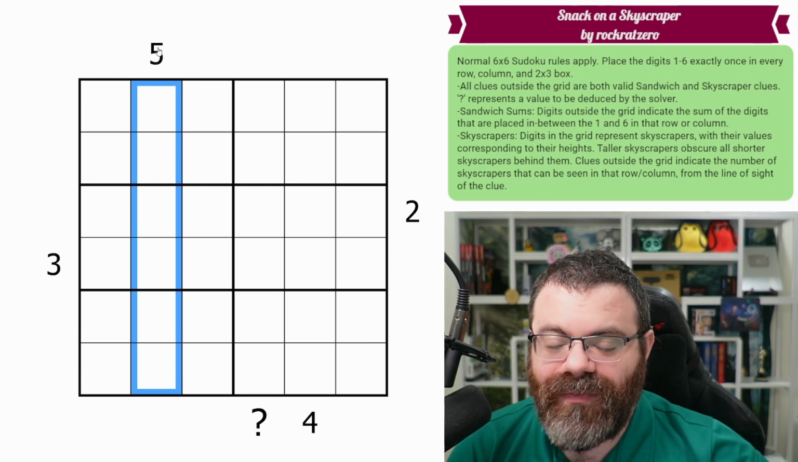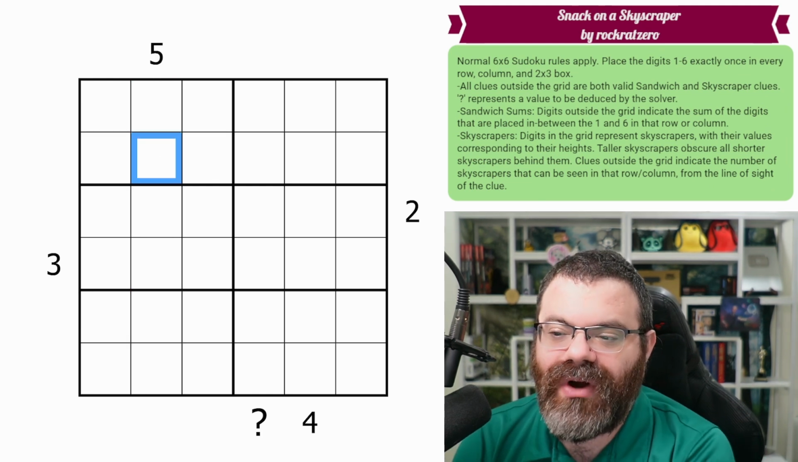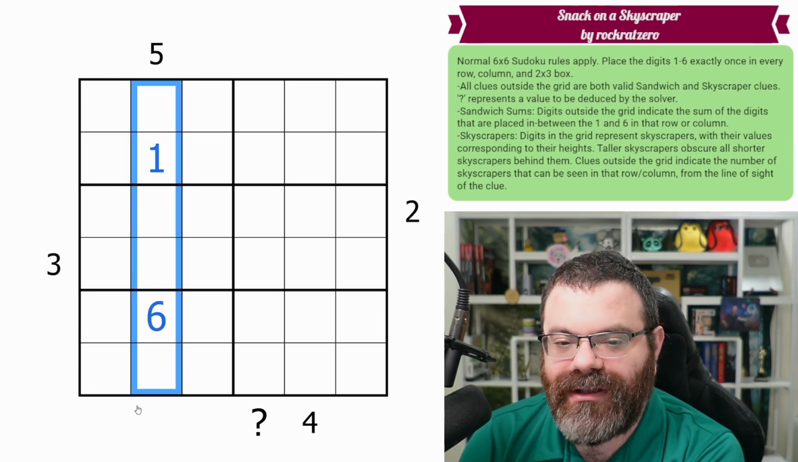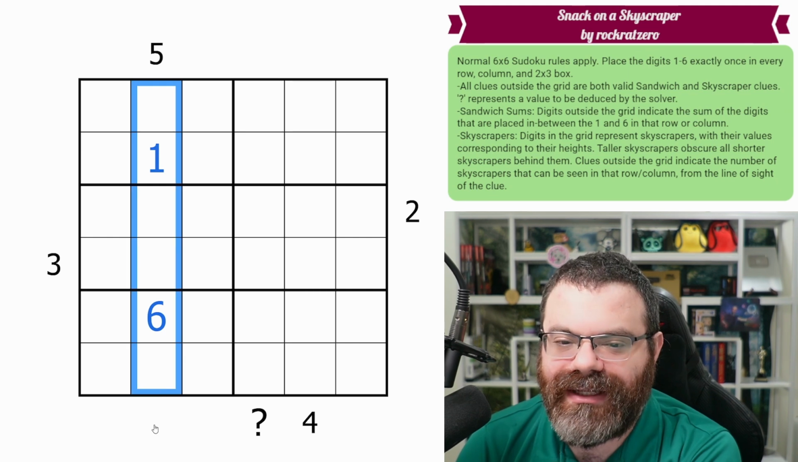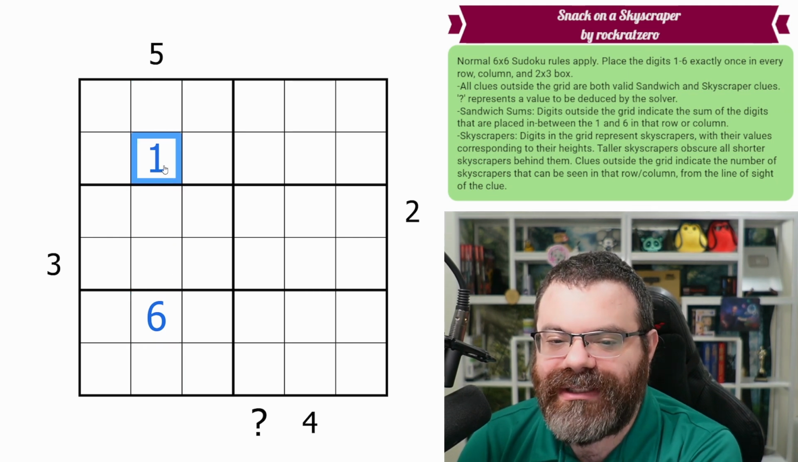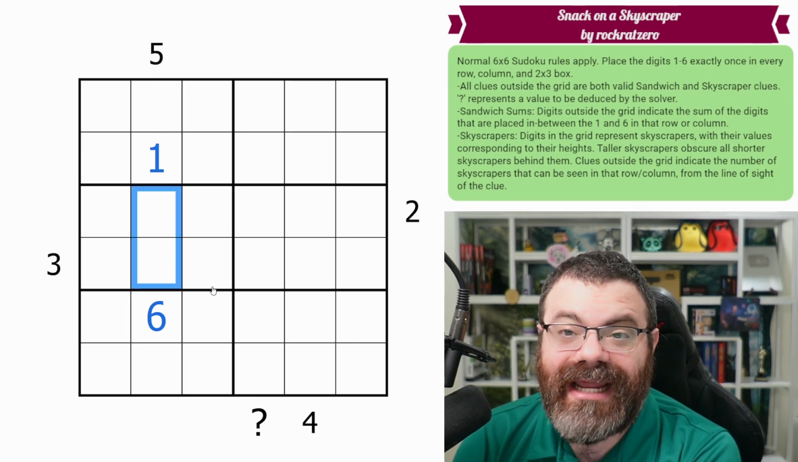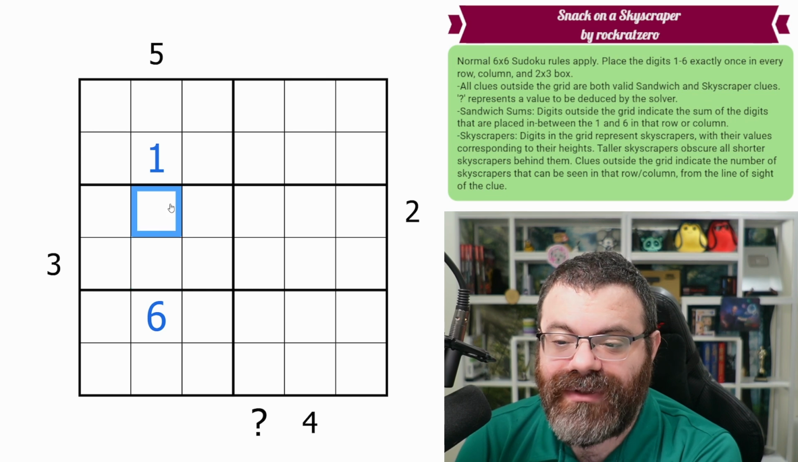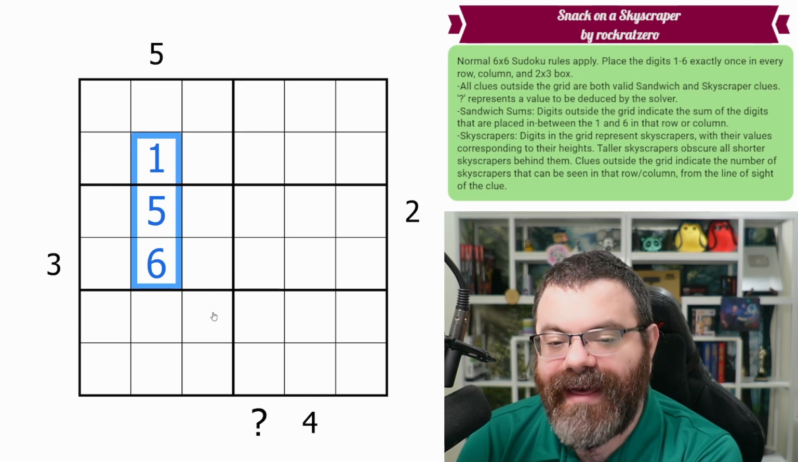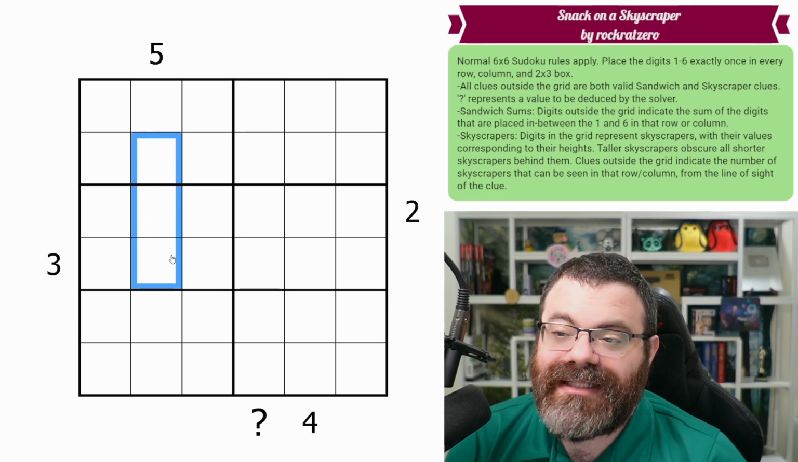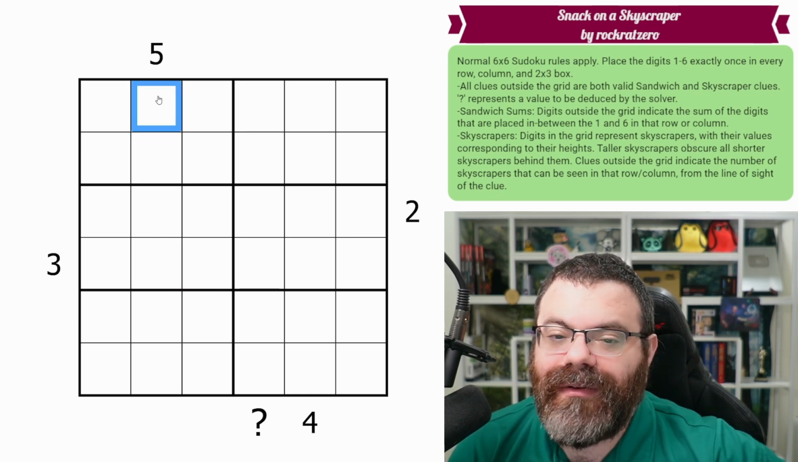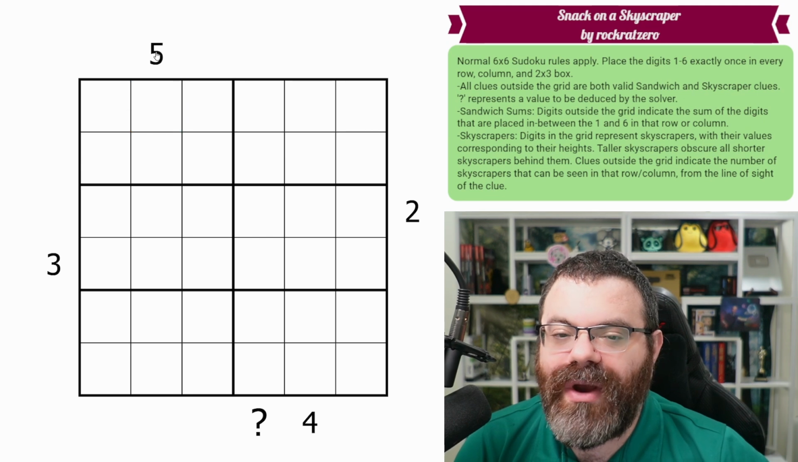So as a sandwich sum, what this is telling us is that the 1 and the 6 will be somewhere in the column, because the column has a 1 and a 6. And in between that 1 and 6 are digits that add to 5. So in this case, we could do like 2, 3 like that. So between the 1 and the 6, we are adding to 5. Or I can move this 6 here and do 5 like that. All right, that's sandwich.